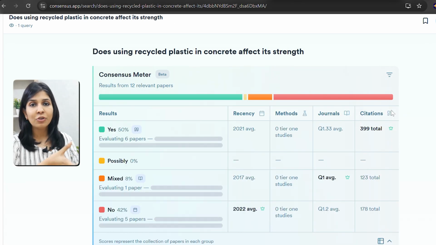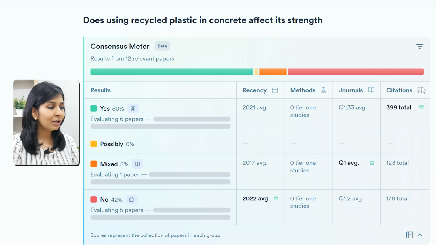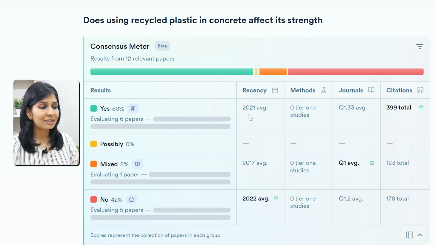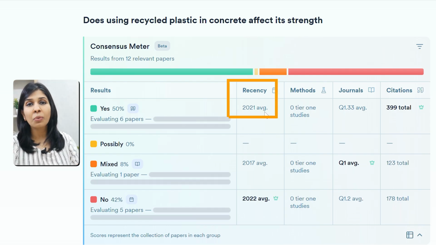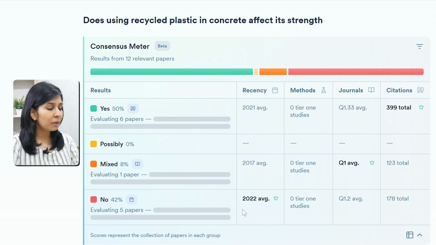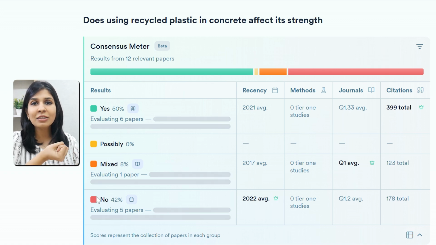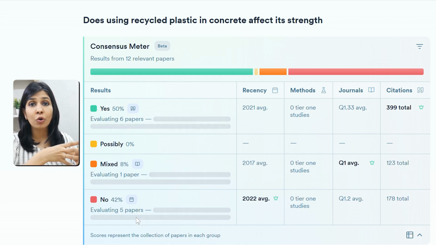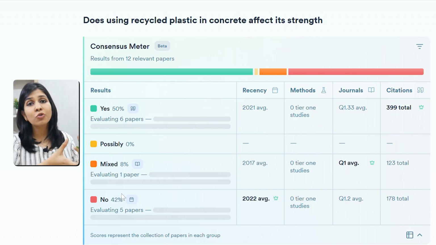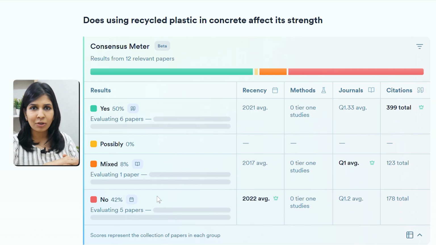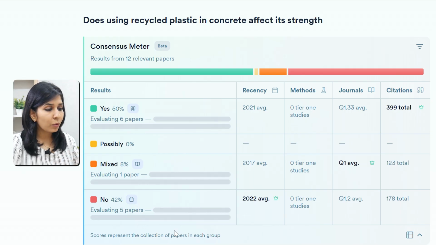First, we are going to look at the recency. If you see here, on an average, the papers which say yes, their recency is 2021. On the other hand, the papers which say no, their recency is 2022, which means that the most latest research is saying no. So probably the most recent research has come to prove that recycled plastic cannot be used with concrete.